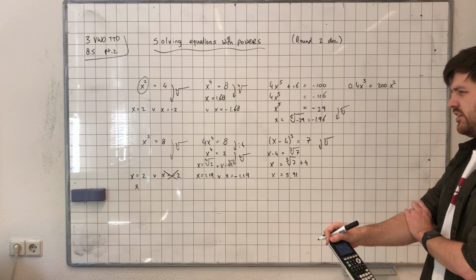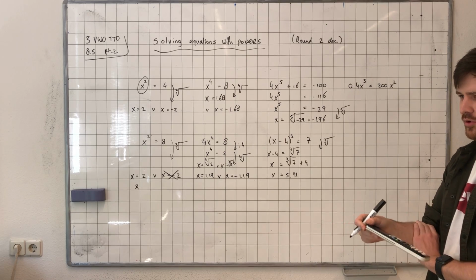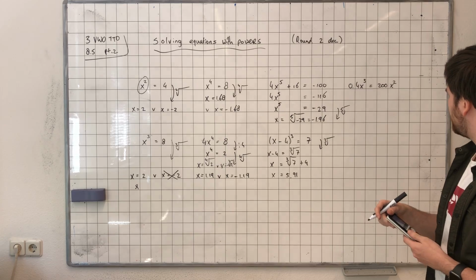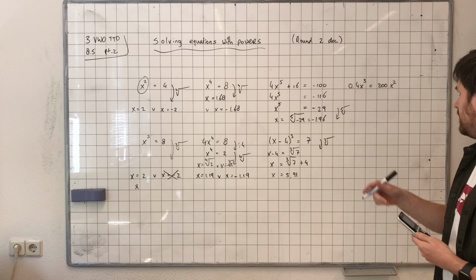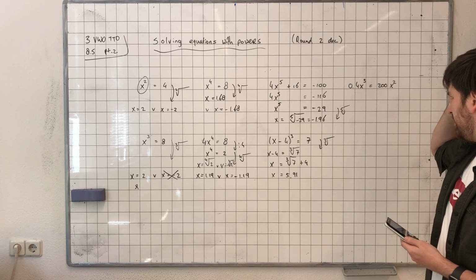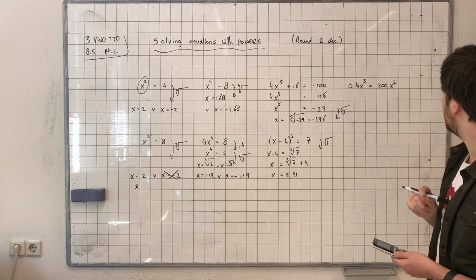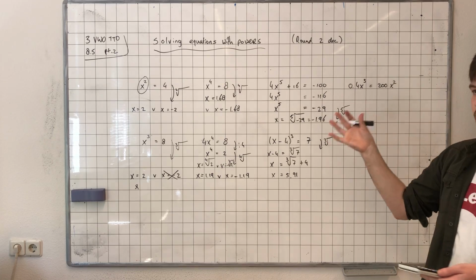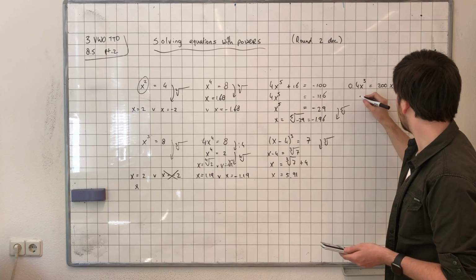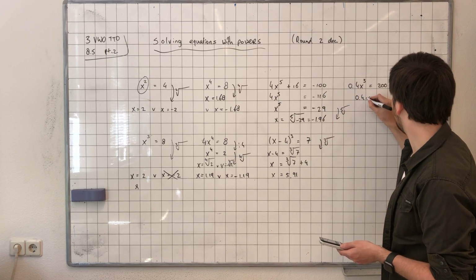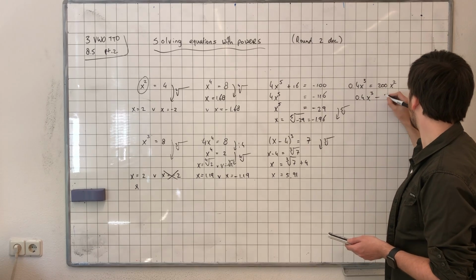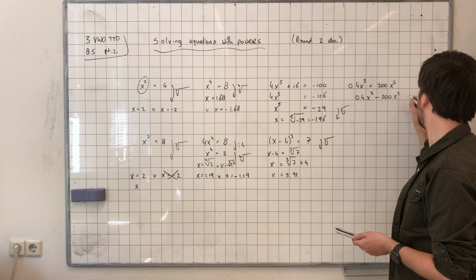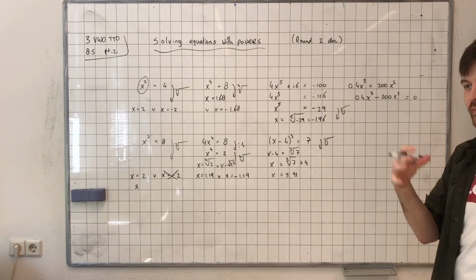The last one, this one is actually pretty difficult because there are multiple powers. If you have something with like 4 powers, then it will probably not be doable for you, probably. In this case, I think most of you should be able to do this after watching this. The first thing that we're going to do is move them both to one side. So we'll get 0.4x to the power of 3 minus 200x squared equals 0. This is just the balance method.